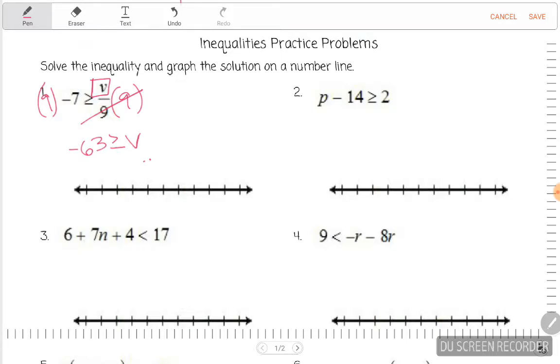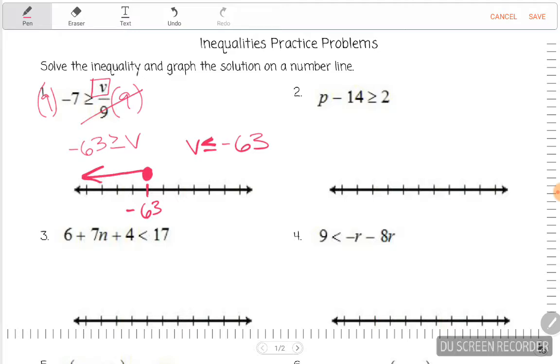I want to read this backwards. In other words, I want to have a statement where v is first because I want to know where to shade. So on my number line, I'll mark this as negative 63. Right now it's greater than or equal to, so it's going to have a closed circle, but I want to know which direction to shade in. So I need to really have v first. If negative 63 is bigger than or equal to v, then v must be smaller than or equal to negative 63. So I shade the numbers that are smaller than negative 63, which would be this way.